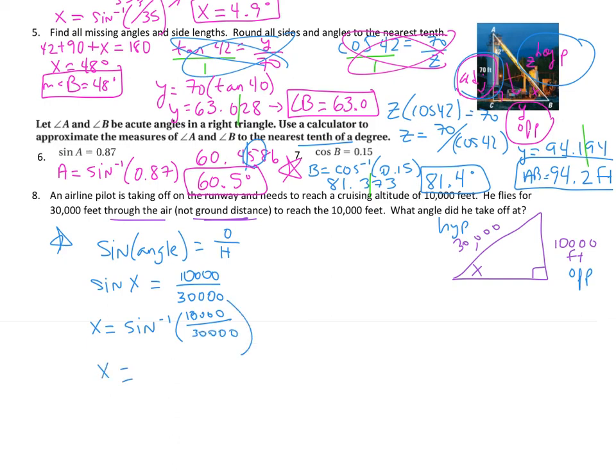And when we get that in our calculator, we get 19.471. We need to look after the 4, sorry. It is a number bigger than 5, so we got to bump up that to now it's a 19.5. And this is the degrees of the angle he took off at.